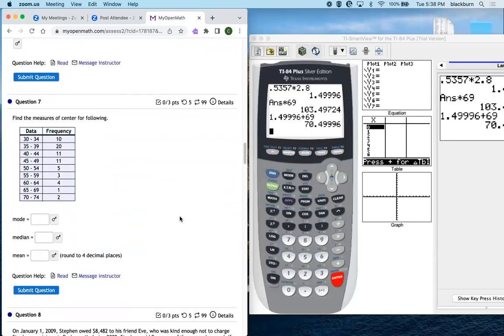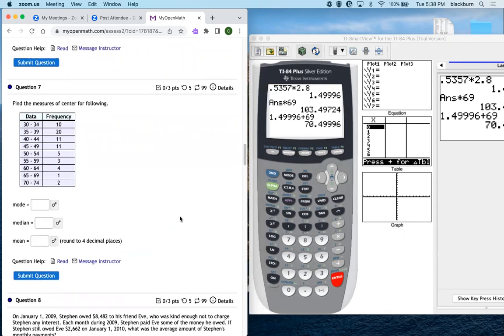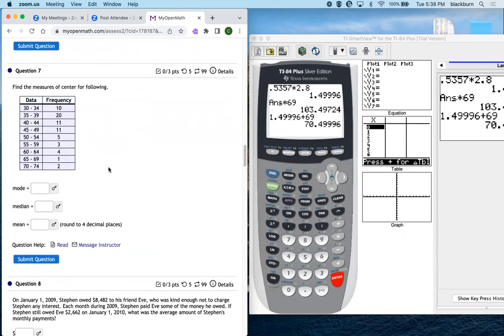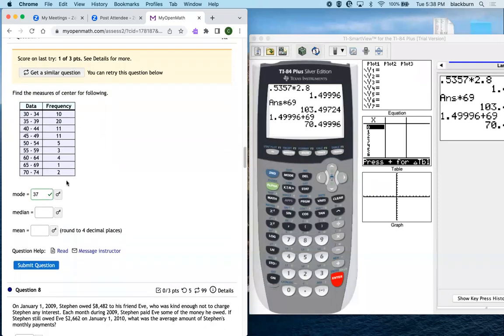Find the measures of center for the following. So this one is an interesting little problem. We have data values and we want to use the center point of each of these data values. So it's kind of like you're not looking at 30 to 34. You're kind of considering that 32 happens 10 times. 37 happens 20 times. 42 happens 11 times. So what happens the most? 37, because 37 is halfway between 35 and 39. So the mode for this set of data is 37.